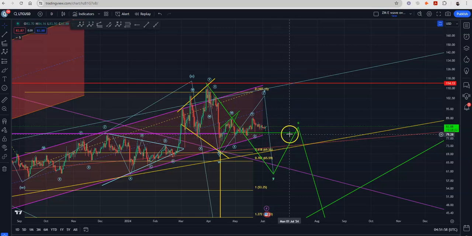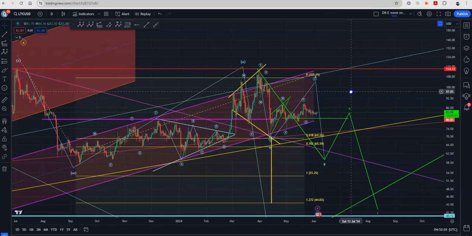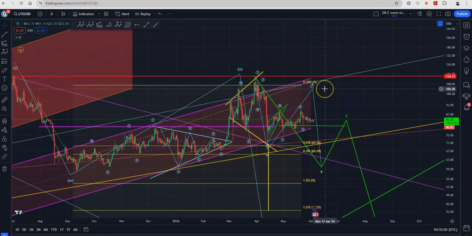So stay tuned. But for now, 107 is our, or 104 is our expected top and then reversal.